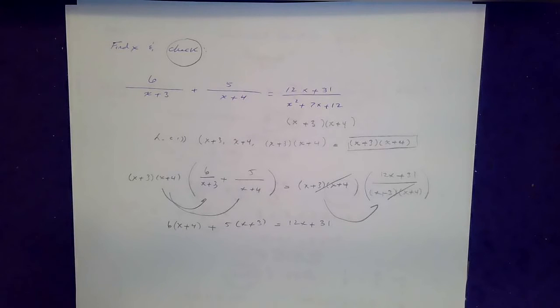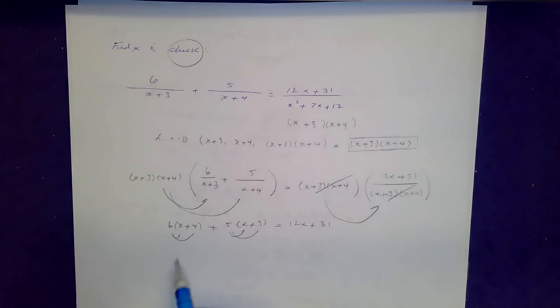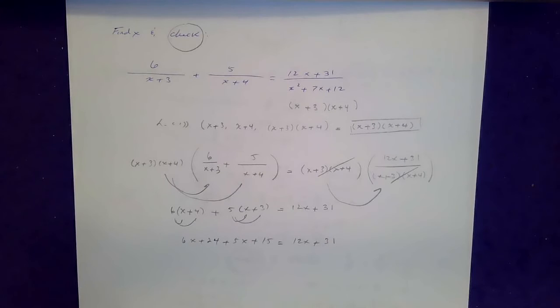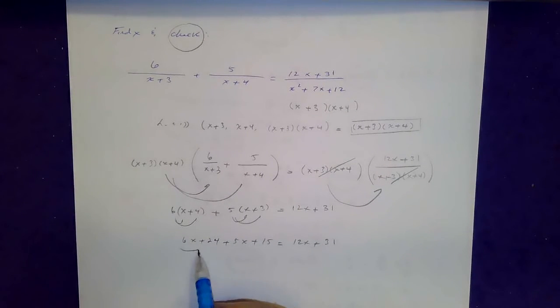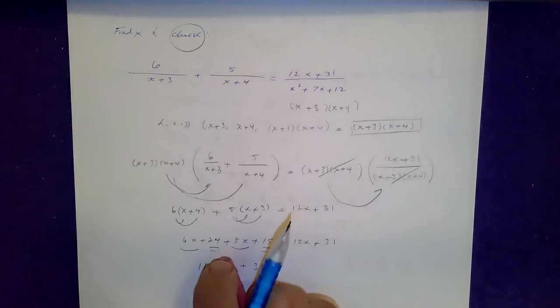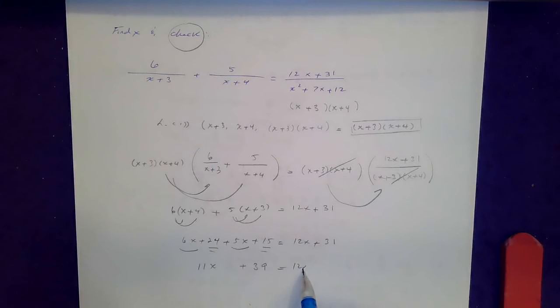31. Now we have to remove the parentheses, correct? So you get 6x plus 24 plus what? 5x plus 15 equals 12x plus what? 31. Collect the x's to the left, numbers to the right. Incidentally, these guys add up to 11x. These guys add up to, say, what? 39. Is that right? And you still got 12x plus 31.